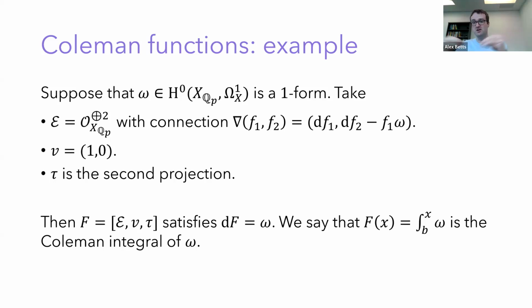It's an analytic function, and it has the property that its derivative is omega. So it's an anti-derivative of omega, and it's a canonically chosen one as well, which is very surprising. This function is called the Coleman integral of omega. So if you've seen Coleman integrals before, that's how they fit into this formalism of Coleman functions.